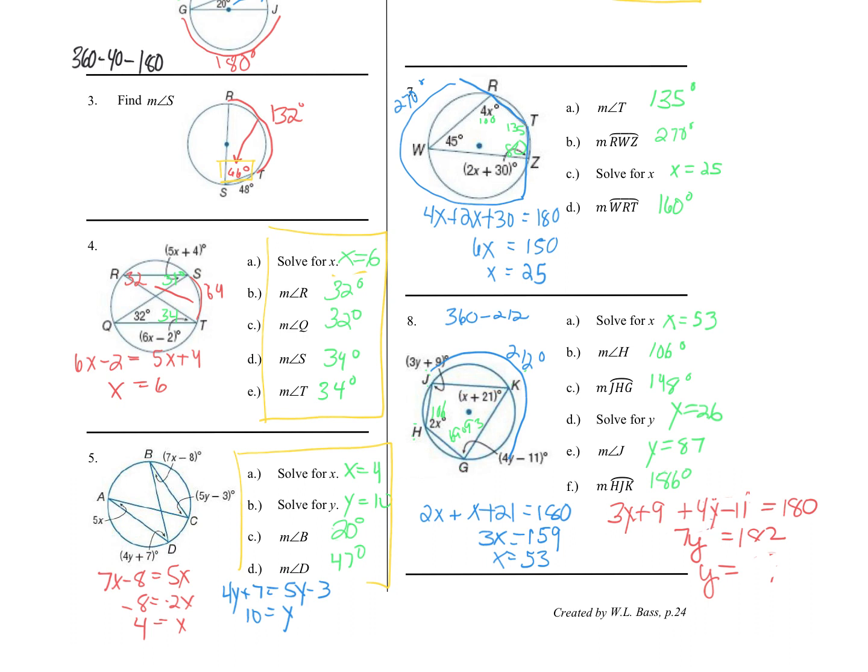If we go back and define angle J, we would have 3 times y, which is 26, plus 9 is going to give us 87.